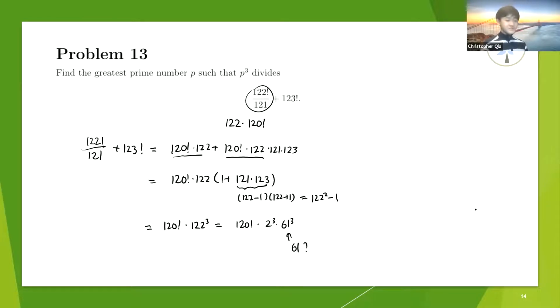So what remains is to ask yourself, is 61 the answer? In other words, we want to check if there is a greater prime number such that p cubed divides this number. So is there a prime greater than 61 that divides this number 3 times? And the answer here is no.